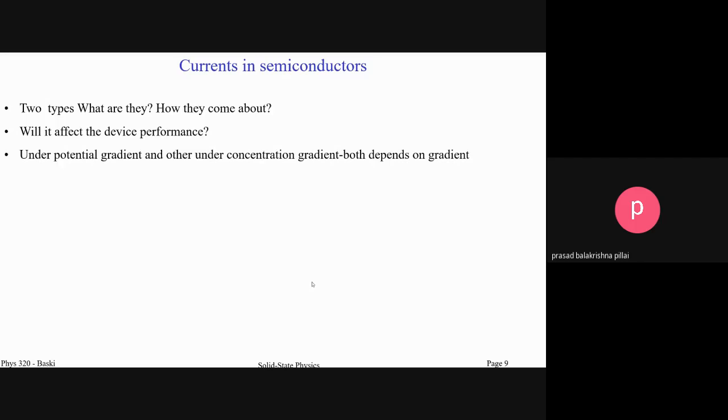Whenever there is current, whenever charged particles, whether electrons, holes, or ions, make a displacement, you have a current. If the net displacement is zero, then there won't be any current. But if there is a net displacement of the charged particles, whether electrons, holes, or ions, it will constitute a current. So a thermal gradient can give current.